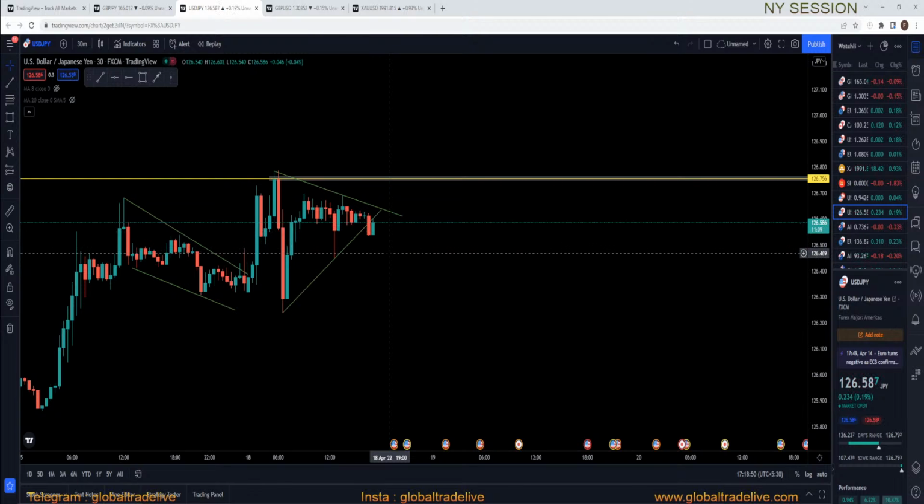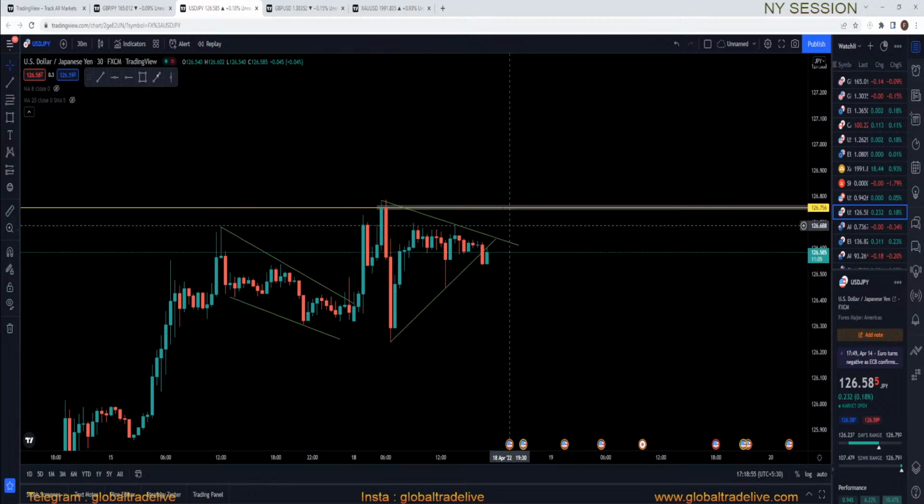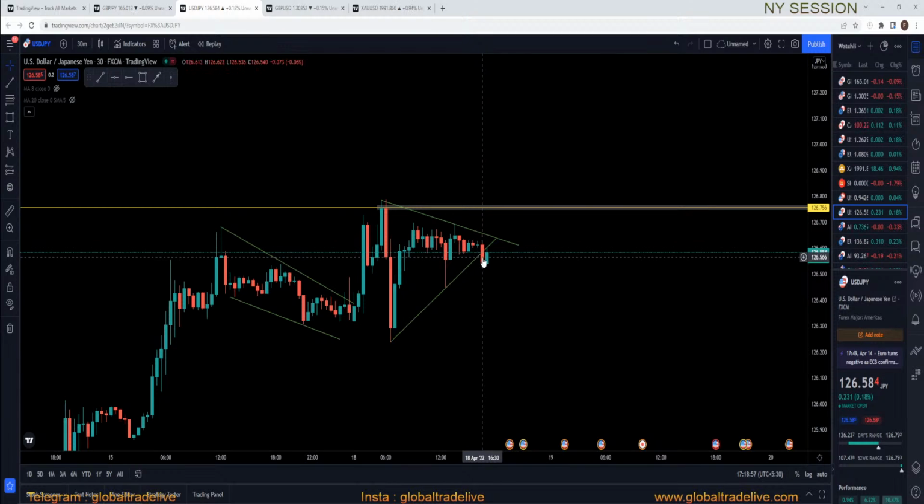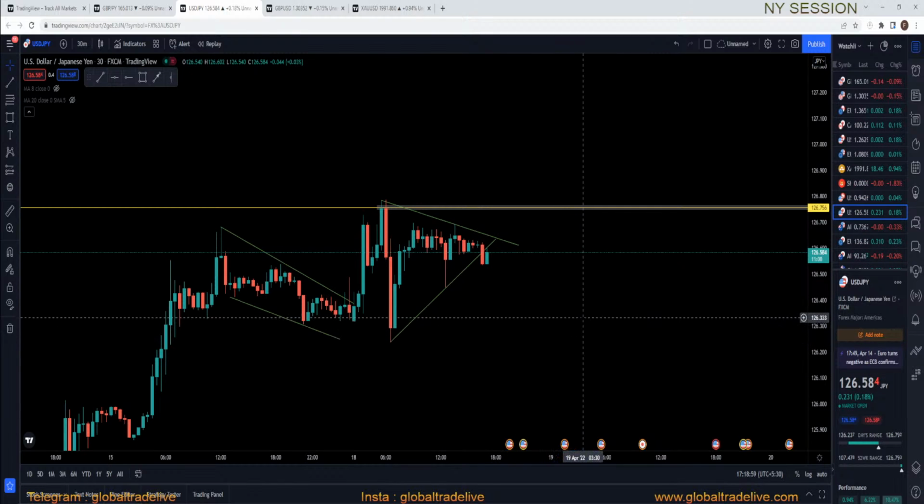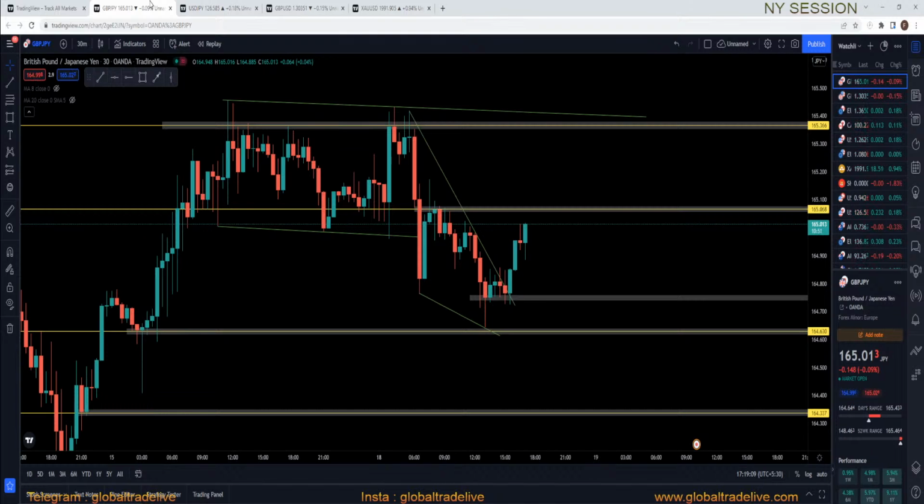But according to me, it should be moving up. If not, then from here it will be dropping down very, very soon. Yes. So I'm gonna just wait and watch, because right now nothing is happening in the market.